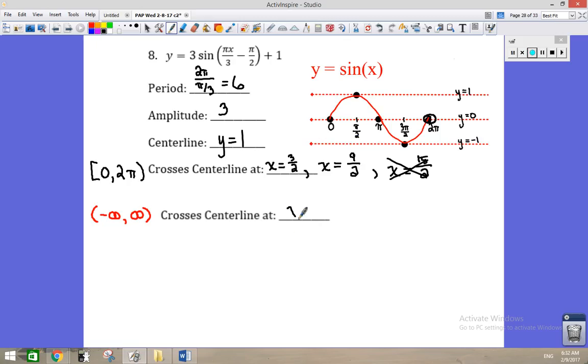To generalize this, we can pick either one of these solutions. I generally pick the smaller one, the first one, and then we add integer multiples of half of the period, of 3, since the period was 6, and we saw that the distance 9 minus 3, 6 over 2 was 3. We just add integer multiples of 3, and that'll get you to the next center line.